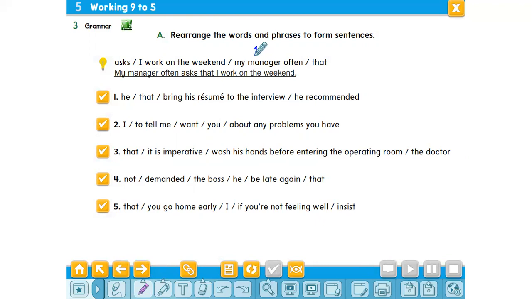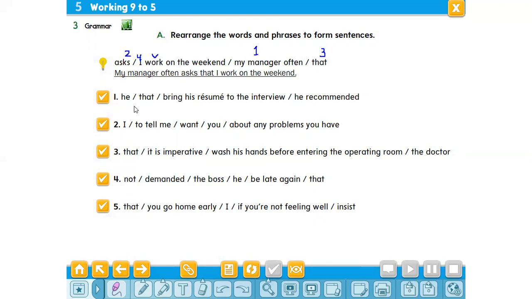After that, where is the subject? The subjunctive verb. Excellent. Asks. What about the pattern after asks or subjunctive? Excellent. That plus subject, another subject, very good, plus verb in the base form. So I can say this sentence, my manager often asks that I work on the weekend.